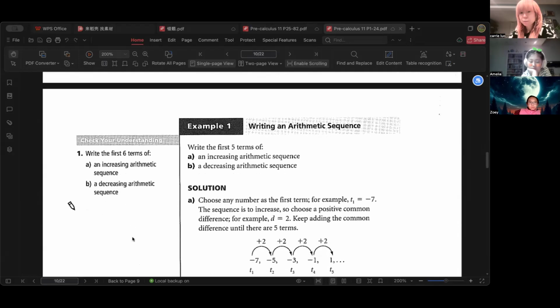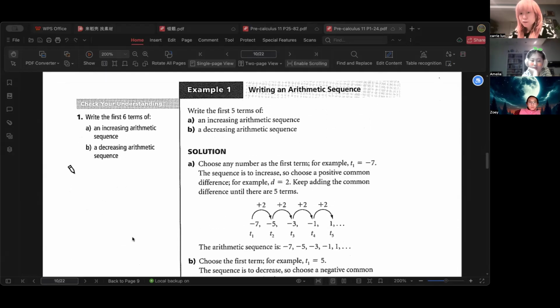Amelia, do you remember? Okay, so first of all, let's just learn how to write the first terms. How about you two? Amelia, you write an increasing arithmetic sequence for me, and Zoe, you write a decreasing arithmetic sequence. Like on the screen or on the paper? You can just read it out loud, and I can write it down for you. So you do it, and after 1 minute we can do it together.